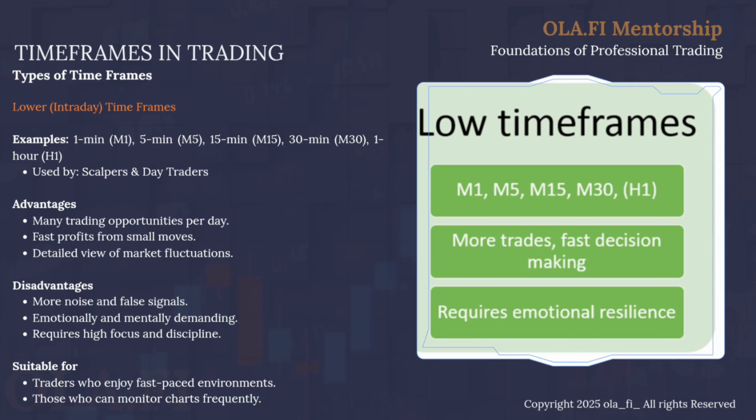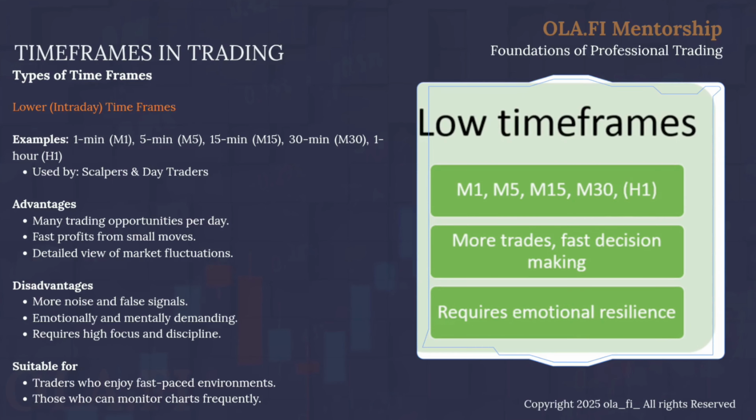So, types of time frames. We have the lower or intraday time frame. Examples are 1 minute, 5 minutes, 15, 30, and the 1 hour. This is usually used by scalpers and day traders. The advantages are that many trading opportunities present per day, the profits are usually fast because they are small moves, and it gives a detailed view of market fluctuations. You can see what's happening right now, how it is fluctuating right now.